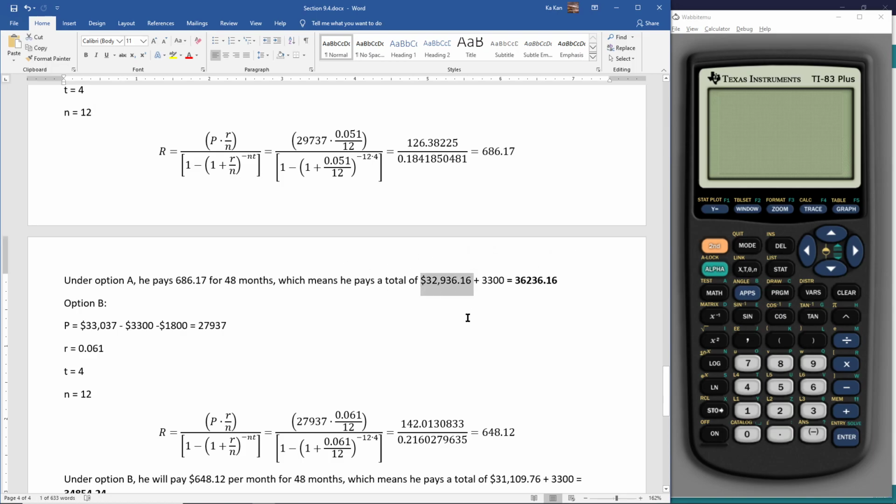That's the total. But here's the thing. Remember, you also pay the down payment, right? So the down payment was $3,300. Add it back together. This is how much you pay in total for this car.